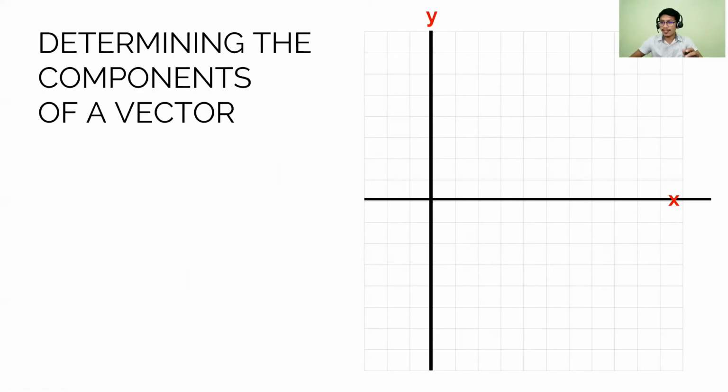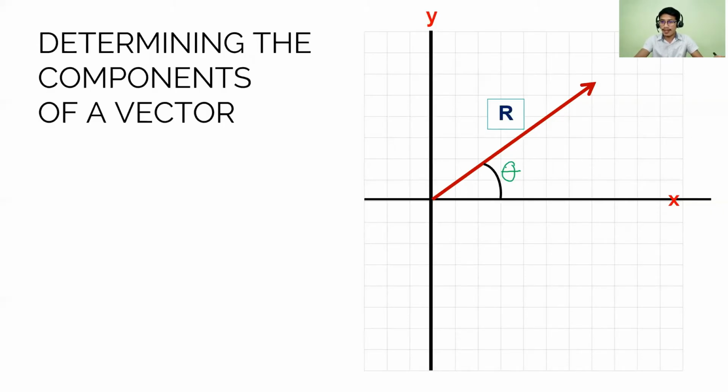So for example, we have a vector R. We have a vector R and it is at a certain angle. Let's call this theta. That is the angle. How are we going to determine the horizontal and vertical components of that vector?